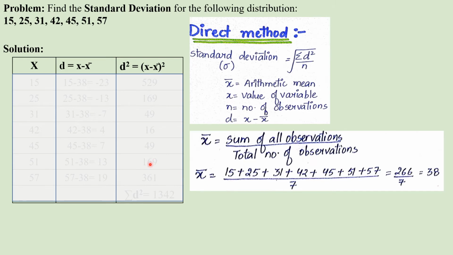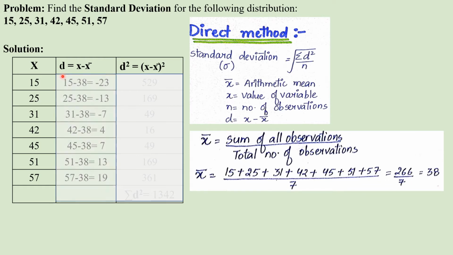So x bar is equal to 15 plus 25 plus 31 plus 42 plus 45 plus 51 plus 57. Now find out total number of observations: 1, 2, 3, 4, 5, 6, 7. So the value of n is 7. So by adding all the observations, x bar is equal to 266 upon 7, or 38. Now write down the value of x in the first column. Now find out d, which is x minus x bar.